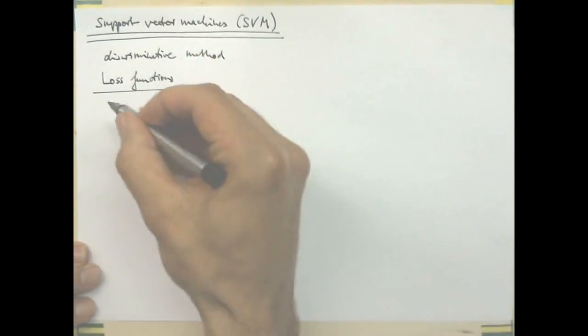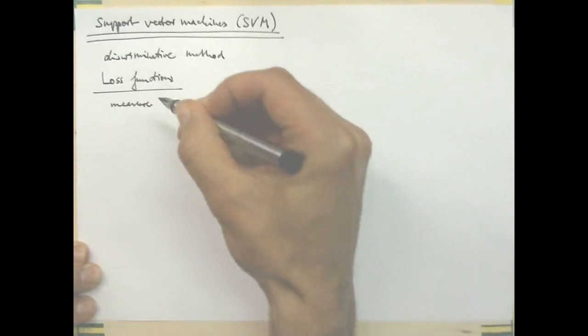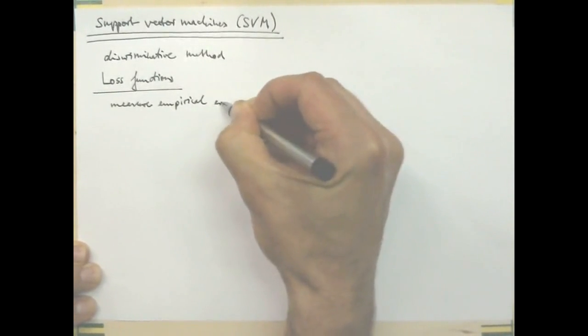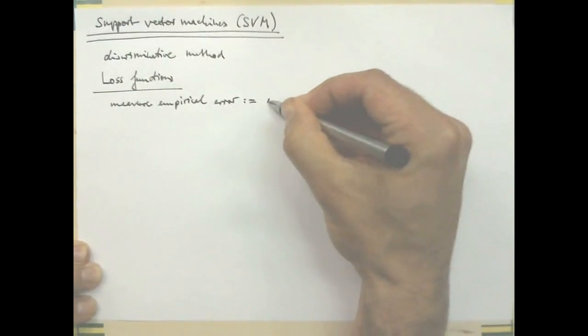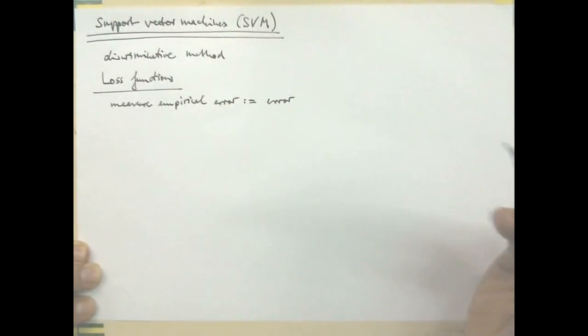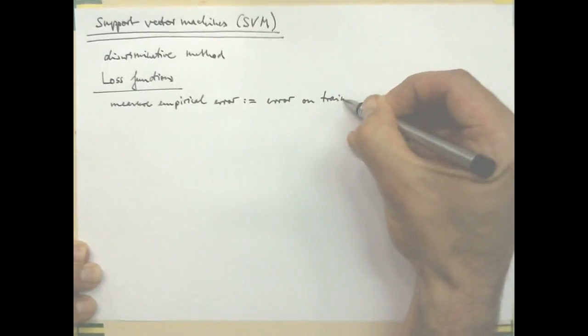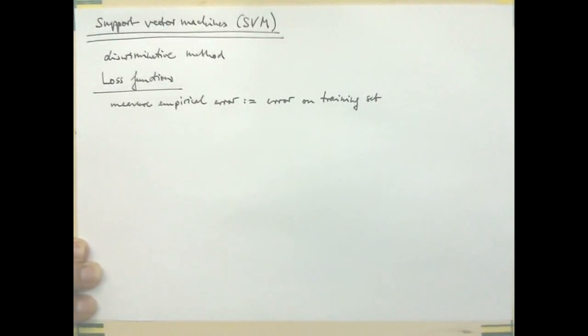So loss functions are a measure of empirical error, where empirical error is defined as the error that your classifier makes on the training set. That is, as opposed to the generalization error or the error that you measure on an independent test set.